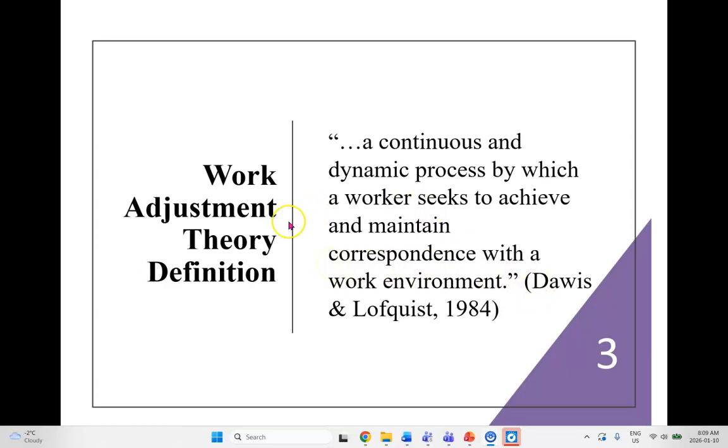Here's just a straightforward definition of work adjustment theory. It's a continuous and dynamic process by which a worker seeks to achieve and maintain correspondence with a work environment, and we will unpack what that means as we work through this presentation.